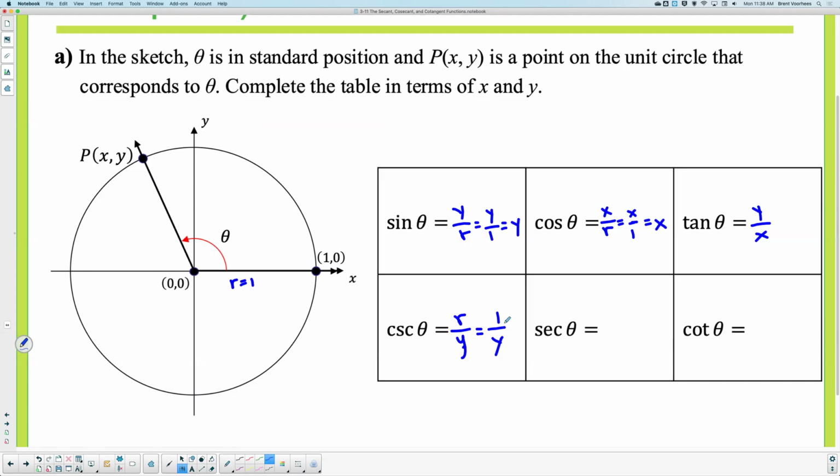That does not reduce, by the way. 1 over y would stay. Secant would be r divided by x. Perfect. And if it's r divided by x on this particular unit circle, it would be 1 divided by the x value, which again would be negative because we're on the left side. Finally, cotangent could be described as x over y. Very good. So that's just to give you a general overview of what the functions are and how they're calculated.